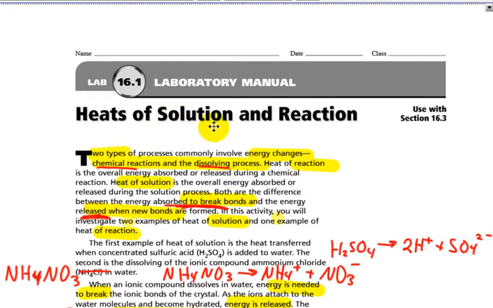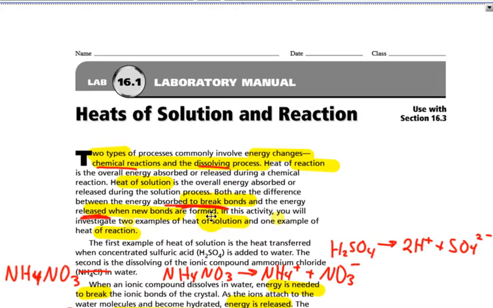So we'd be looking at a few of each, so some involving a chemical reaction and some just simply involving dissolving. Heat of reaction is the overall energy absorbed or released during a chemical reaction, and heat of solution is the overall energy absorbed or released during the solution process, so when something gets dissolved. Both are the difference between the energy absorbed to break bonds and the energy released when bonds are formed.